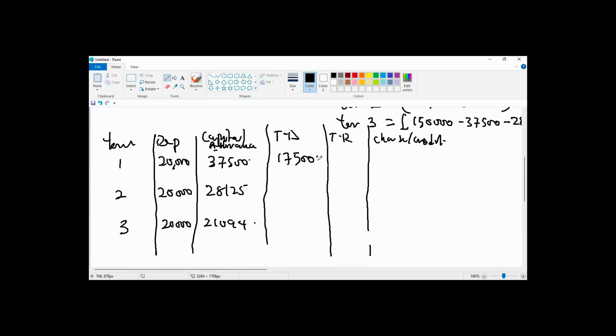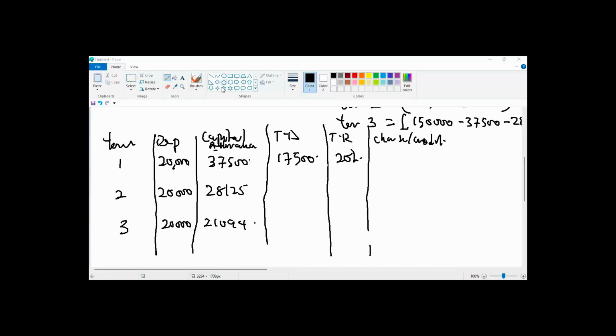17,500. What is the tax rate? It is 20%. 17,500 times 20% is 35. Is it a charge or credit? I will now interpret. Look at it here.